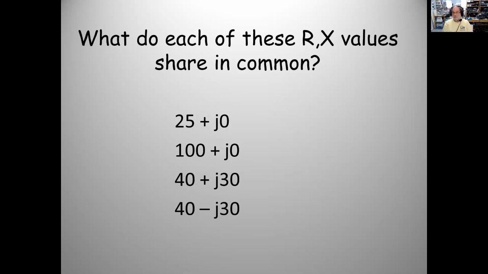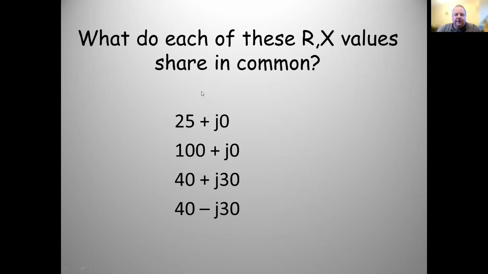I'm not going to talk. Silence. They're all different, obviously. The R is different. Some are J0s, J30, you know. What can you say? They all have some value of R and X, but what do they share in common? Am I going over your heads? I expect someone to be able to say, oh, I think I know.